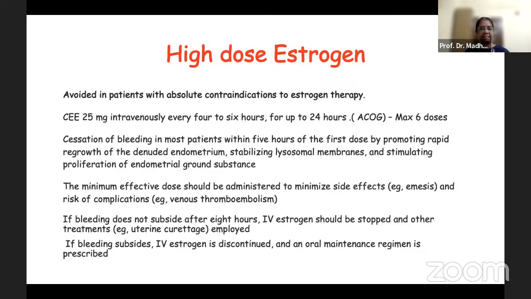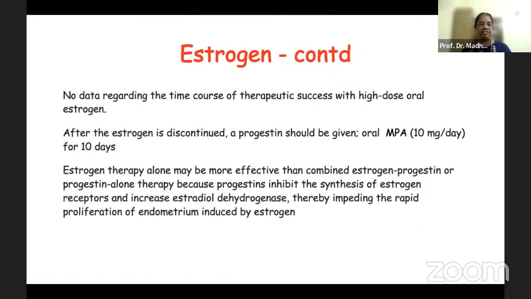Maximum doses given are 6. And usually they say bleeding subsides in 4 to 6 hours. And if the bleeding does not subside, you have to review your diagnosis and do other forms of treatment. How it works is it promotes rapid regrowth of the denuded endometrium, and it stabilizes the lysosomal membranes and stimulates proliferation of the endometrial ground substance. When the bleeding subsides, you have to discontinue the IV estrogen and give an oral maintenance regime, usually with progesterones.